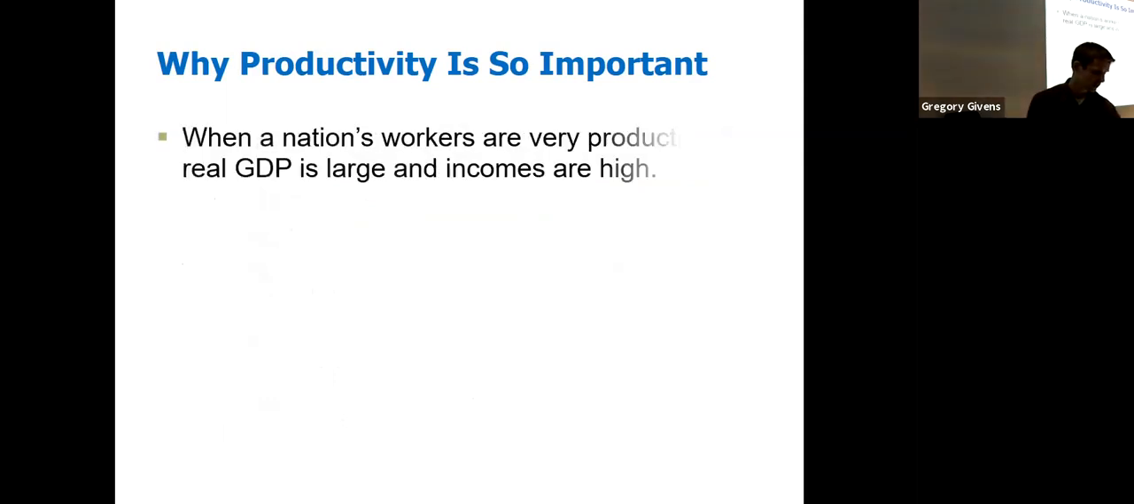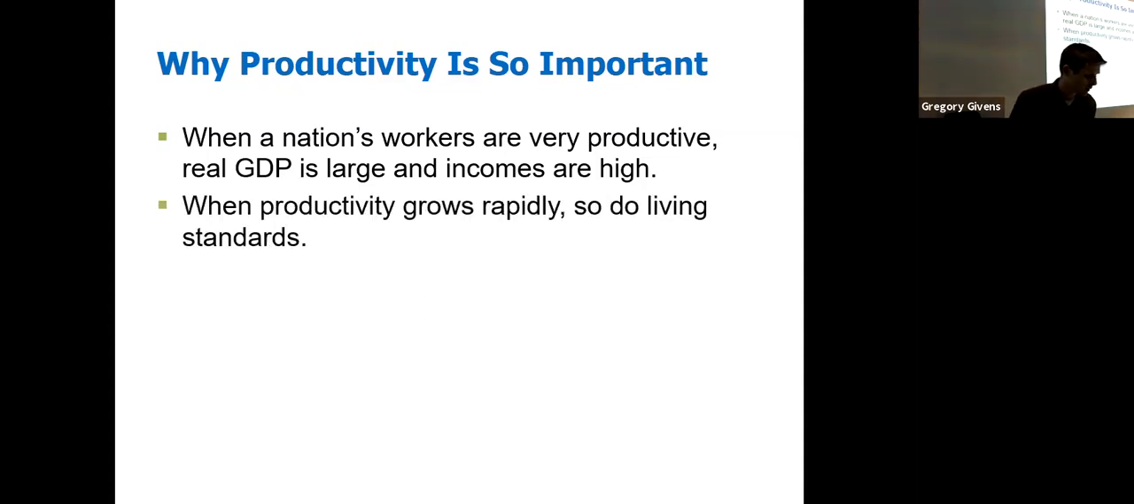Let me spend a couple of minutes talking about why productivity is so important for understanding growth in living standards. So when workers are very productive, or when workers' productivity is rising, then that means your average employee is producing more real goods and services per hour of his or her time. When that happens, then real output and real incomes are going to rise in a nation. And so real GDP is going to be higher.